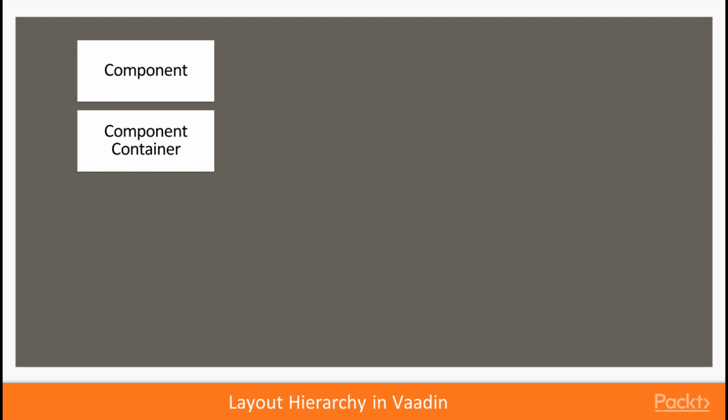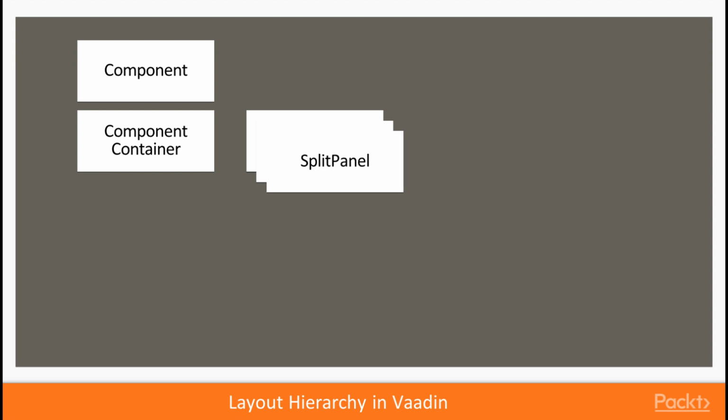In order to support hierarchies, Vaadin declares the component container interface that has the capability of adding other components into it. Component container has a few implementations which don't exactly declare layouting concepts but allow adding child components in various forms into them. These are, for example, tab sheet, accordion, and split panel components. With tab sheet and accordion, the child components are the tabs of the sheet, while with split panel, the children are the first and the second component of the split.